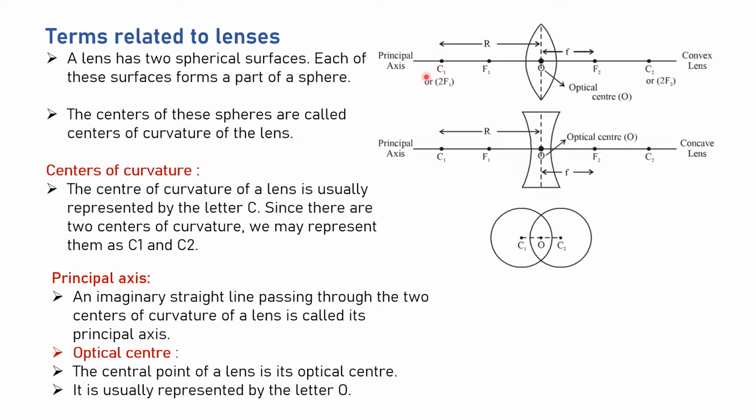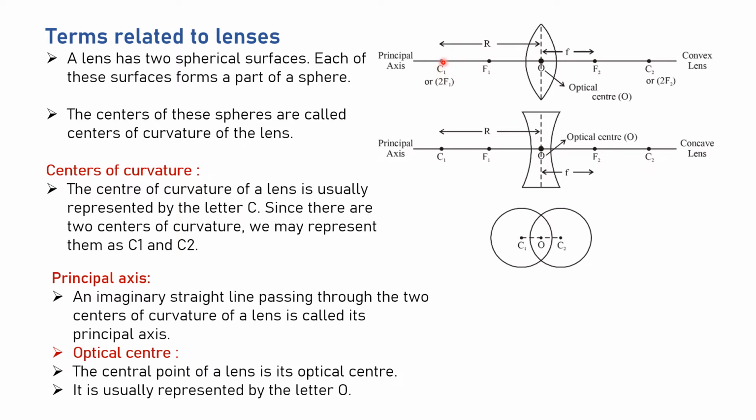So in case of lenses, we have two centers of curvature. This is C1 and C2, because this lens is made up of two spherical surfaces, so definitely it has two centers of curvature. The center of curvature on the left hand side is C1. We also call it 2F1. Why 2F1? Because the center of curvature is double of F1. Now what is F1? F1 is a focus on the left hand side, and C1 is the center of curvature on the left hand side.